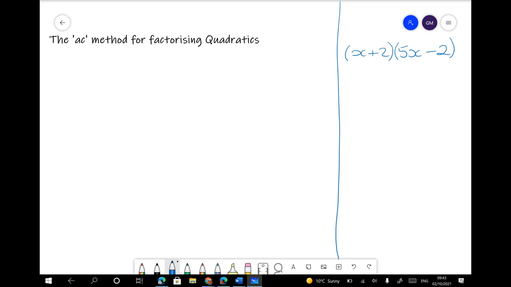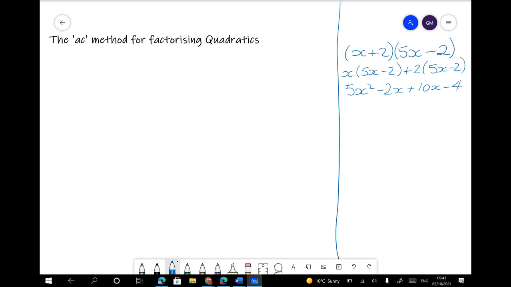So when I multiply out that bracket, I multiply everything in the second bracket by everything that's in the first. So I'm going to have x times 5x minus 2 plus 2 times 5x minus 2. And when I multiply those out, x times 5x is going to give me 5x squared. X times minus 2 is minus 2x. And then looking at the second bracket, 2 times 5x is going to give me 10x, and 2 times minus 2 is going to give me minus 4.